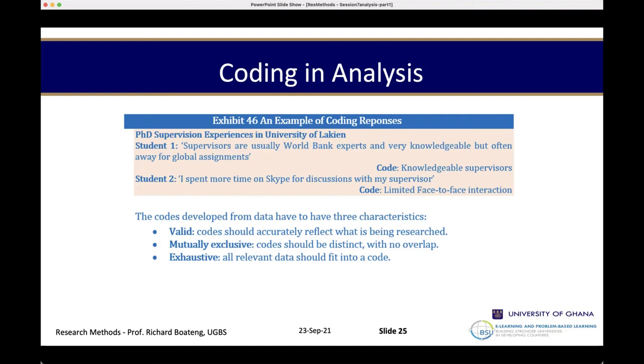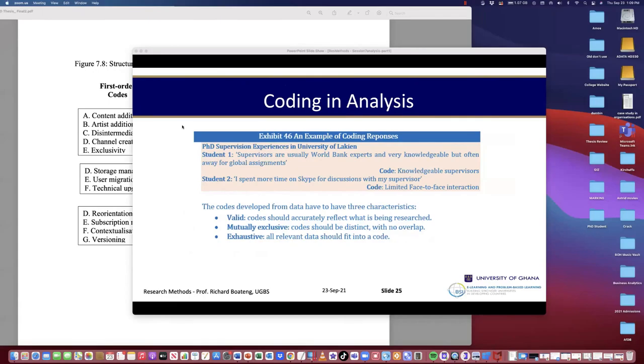That's what Joseph was trying to show here, that they are distinct on their own. And they are exhaustive. The data should fit into the code. So if you look at it very carefully, the data is not trying to explain something else. Look at this one.